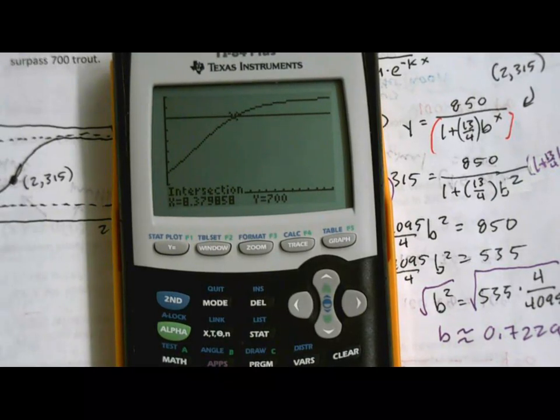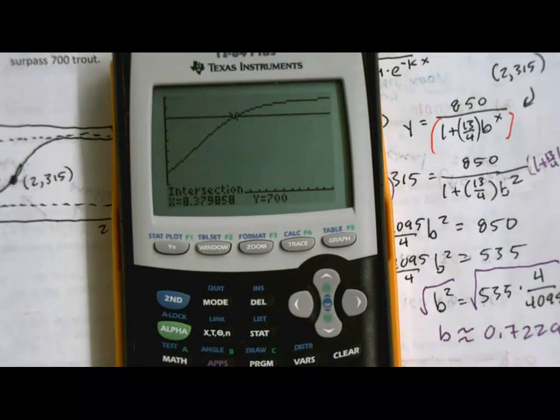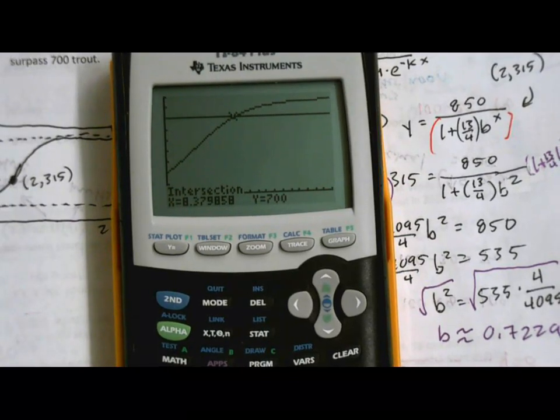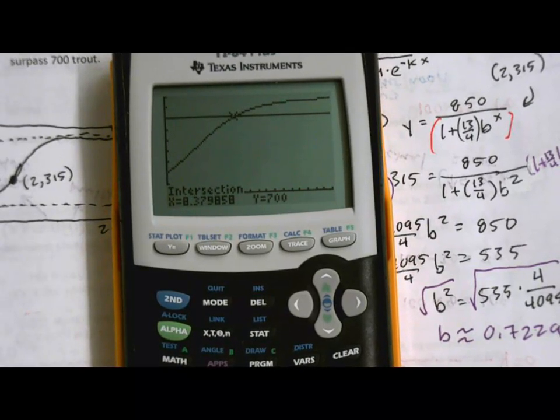The main reason for that guess is if you have multiple intersections, your calculator will know which one to find, so the guess helps you find it in that case. But there's only one usually. So looks like about 8 years from now.